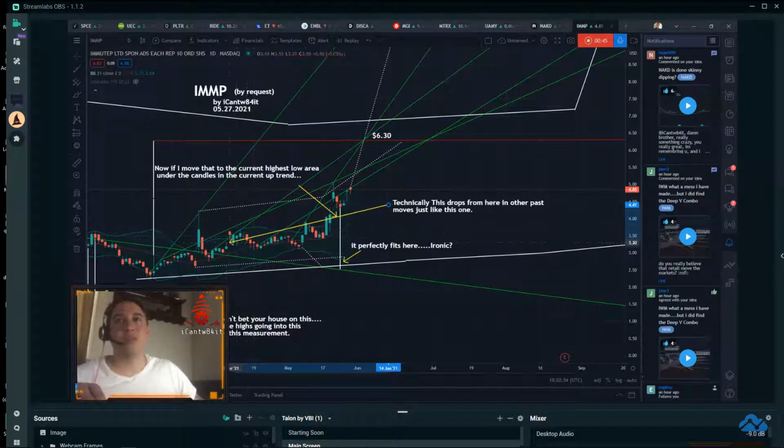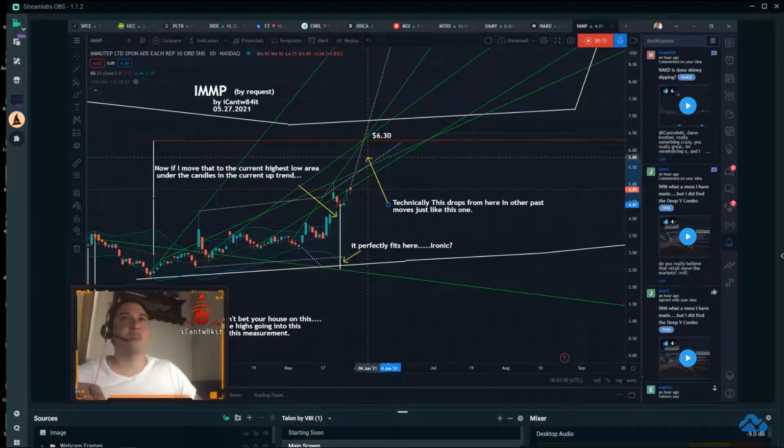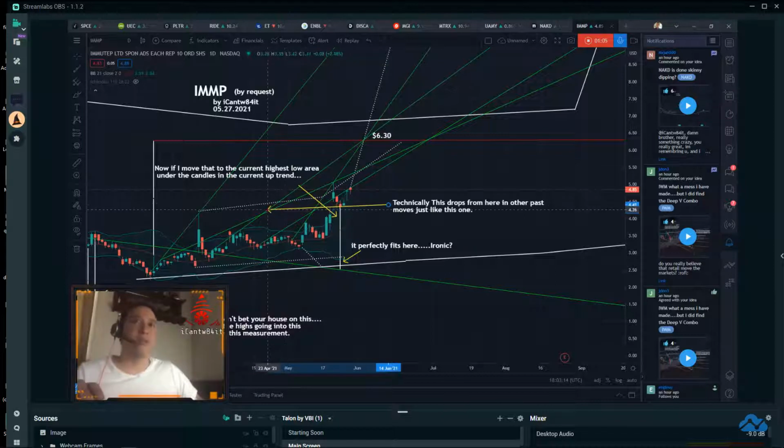If the angle supports it and I can make it get to a certain spot, and it correlates with another piece of information that's doing the exact same thing, cutting through the exact same spot, or a past trend line that's doing the exact same thing and ending at the exact same price point, then I think there's probably a little something to that.